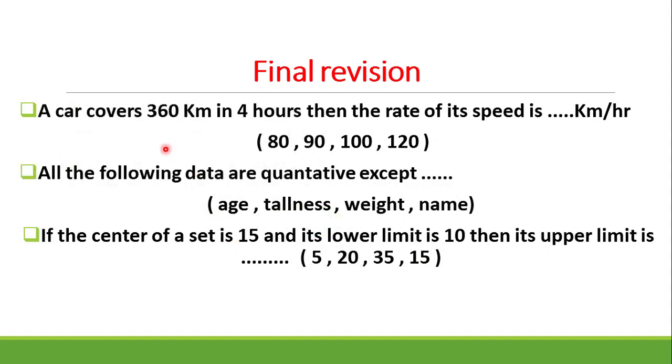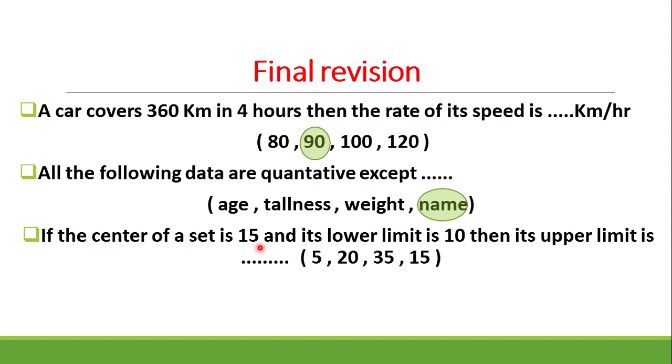A car covers 360 kilometers in 4 hours. Then the rate of its speed, or the speed of the car, is, yes, just divide 360 by 4 equals 90 kilometers per hour. All the following data are quantitative except, yes, except name.